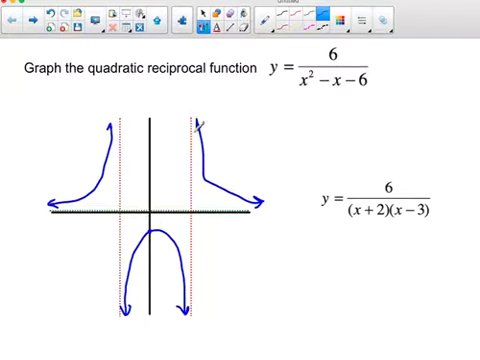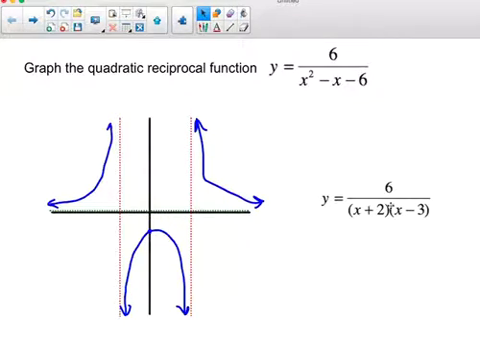And this is pretty easy to check by substituting even just one more point. If I wanted to check what's the value when x is equal to 10, for example. When x is positive 10, we would get 6 over 10 plus 2 is 12. 10 minus 3 is 7. 12 times 7, 84. 6 over 84 is a very small positive fraction. So this all makes sense. There's our graph.